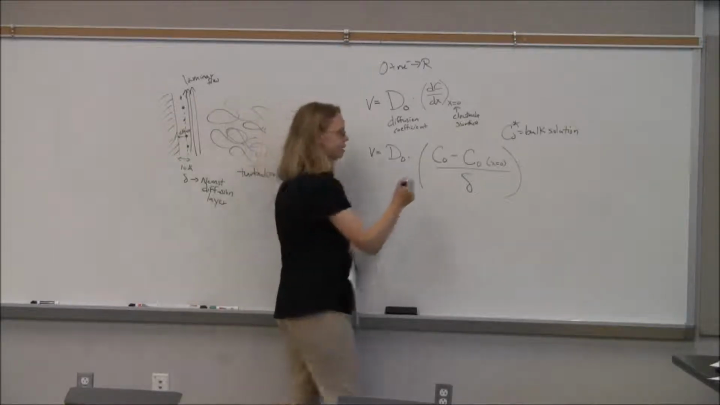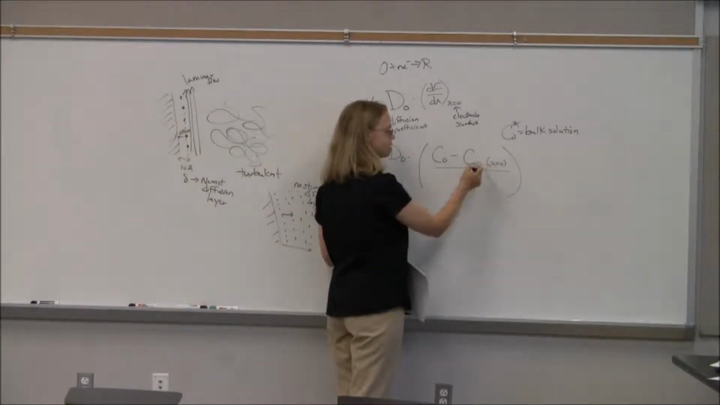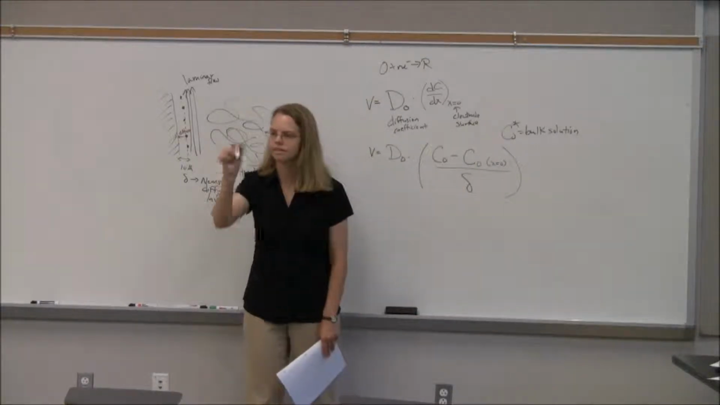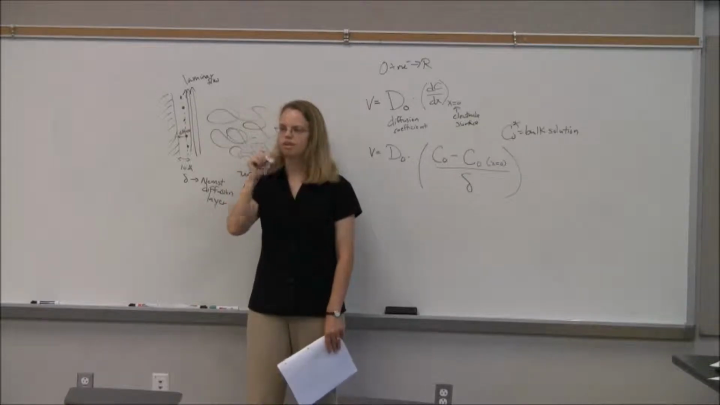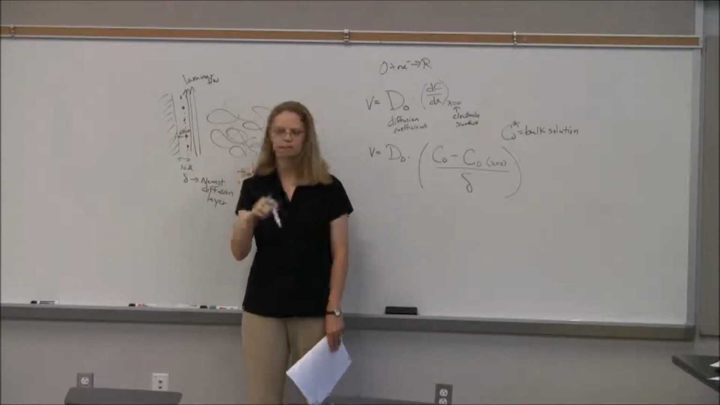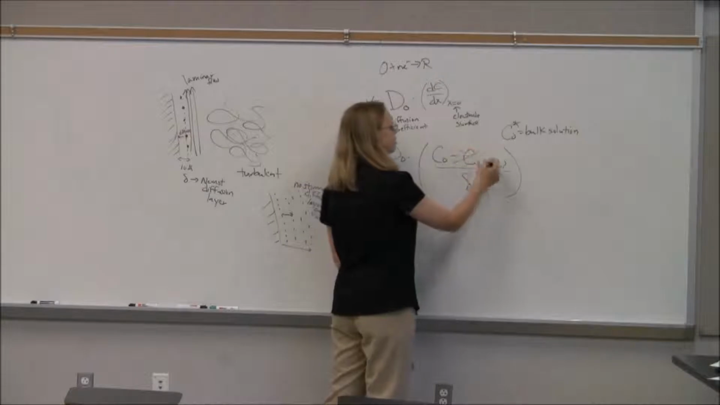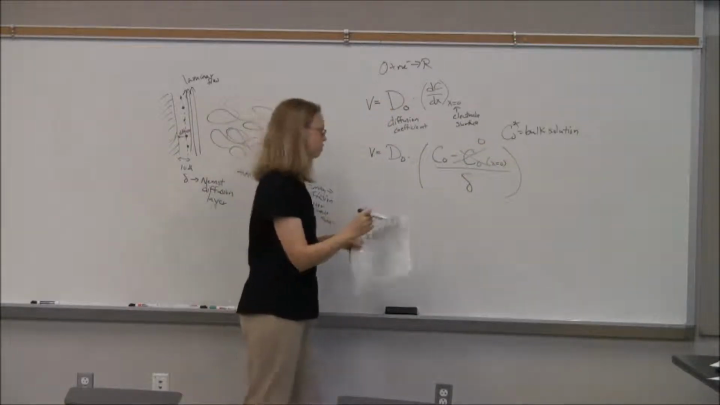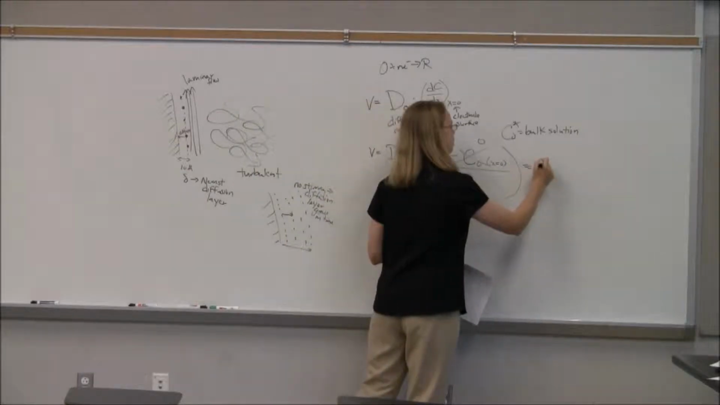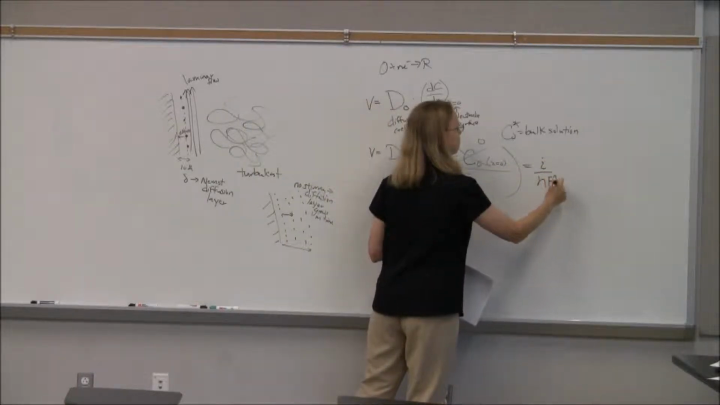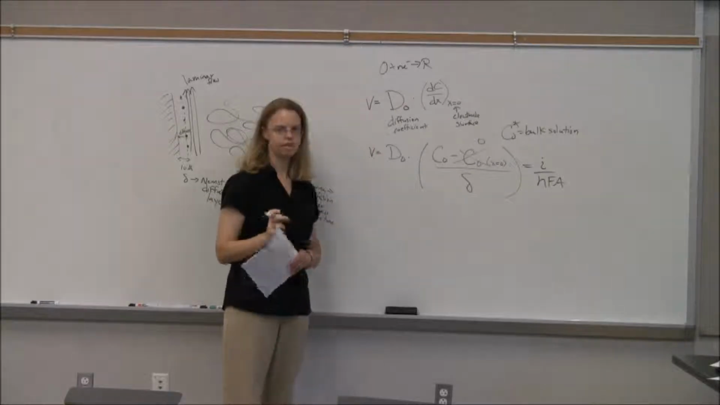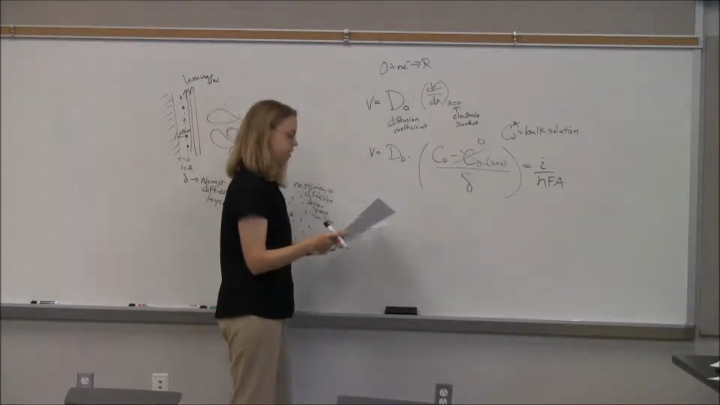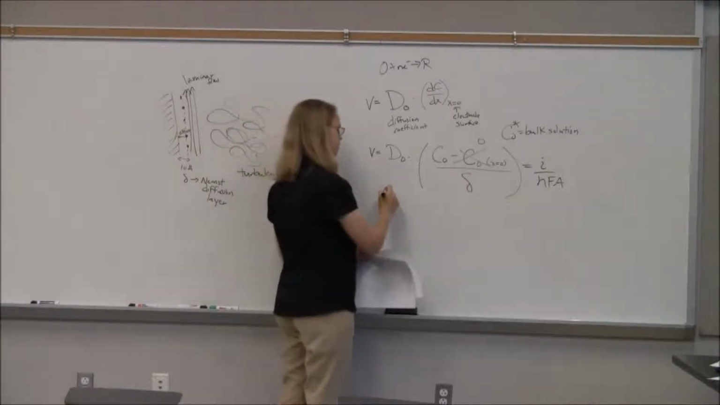Most of the time, we're going to drive the concentration at the electrode surface to be 0, meaning if it gets there, it's going to be used up. As long as I have a high enough potential, it's going to be used up. And so oftentimes this will be 0, as far as that goes.